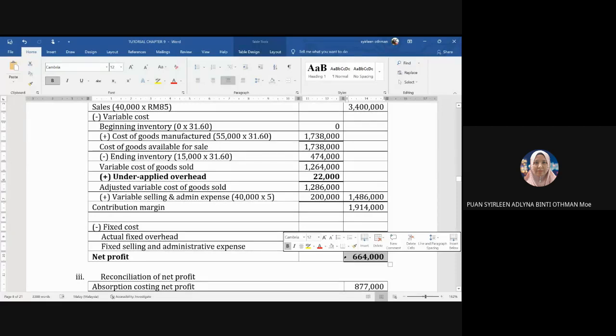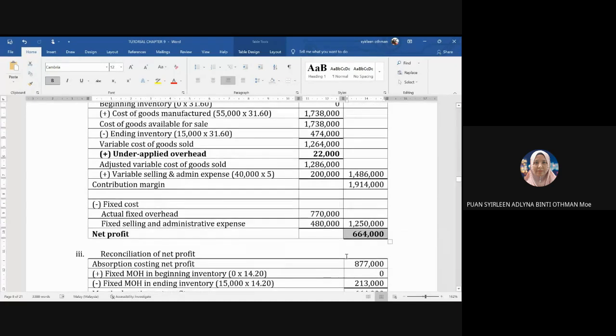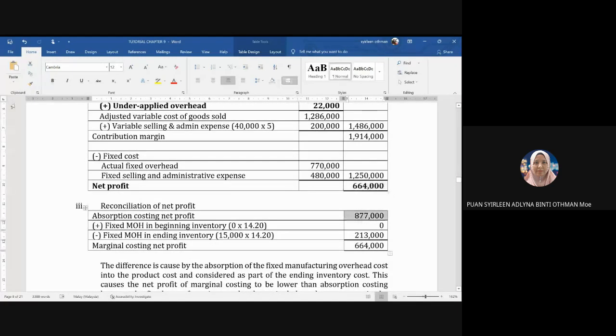In this question, you need to do the reconciliation. So just senarai balik saja. This is net profit for absorption. Yang bawah ni net profit of your marginal costing. Okay, so beza dekat beginning inventory kosong sebab unit dia kosong. Beza dekat ending inventory ialah 213,000. Yang ni minus. So you get your marginal costing net profit.